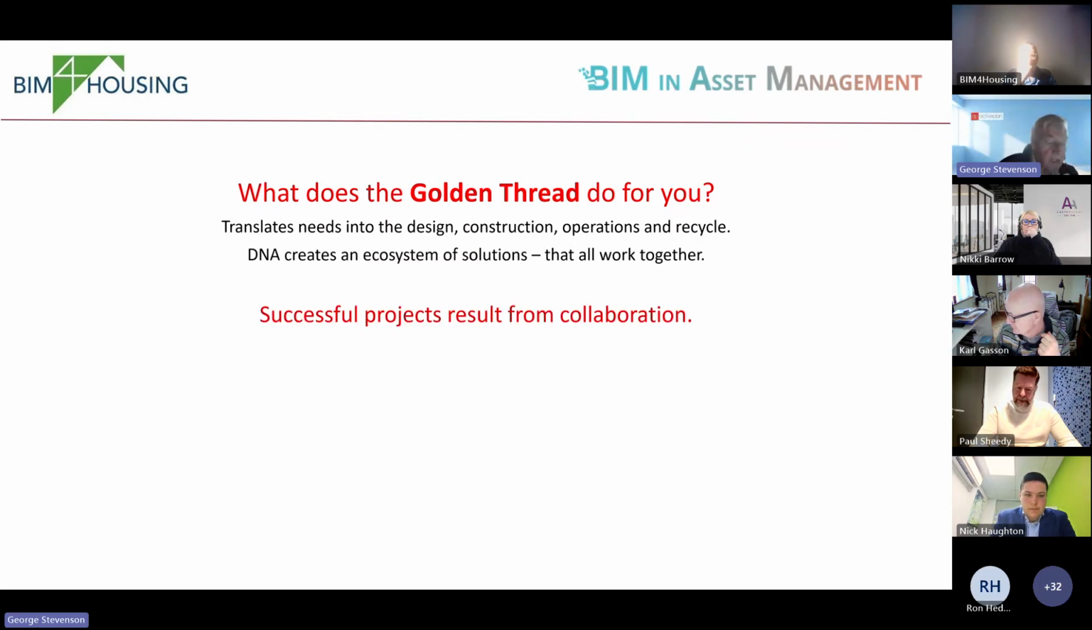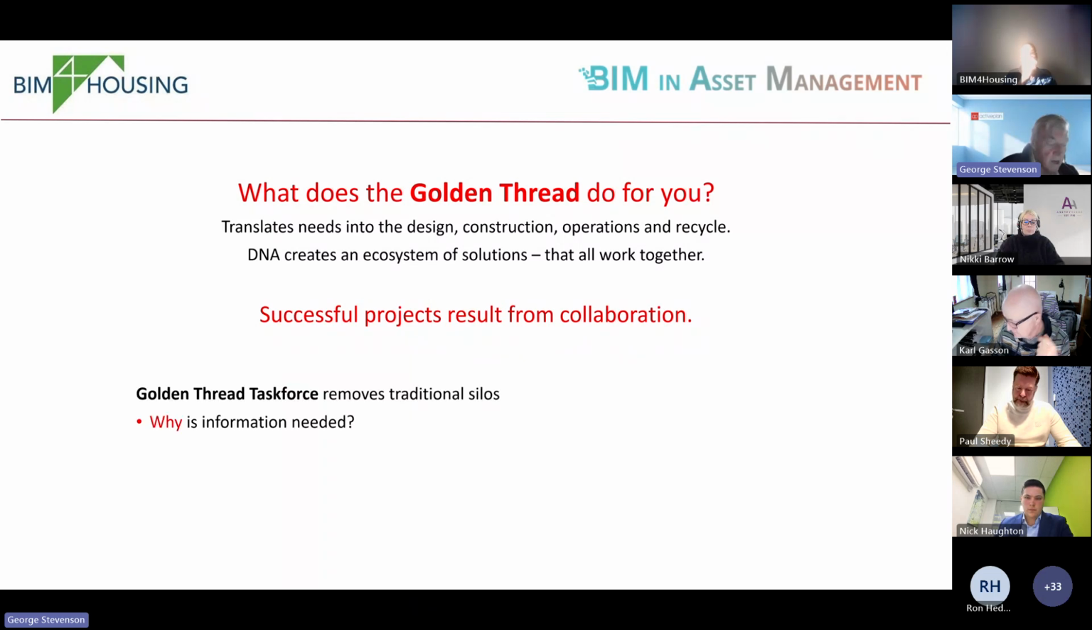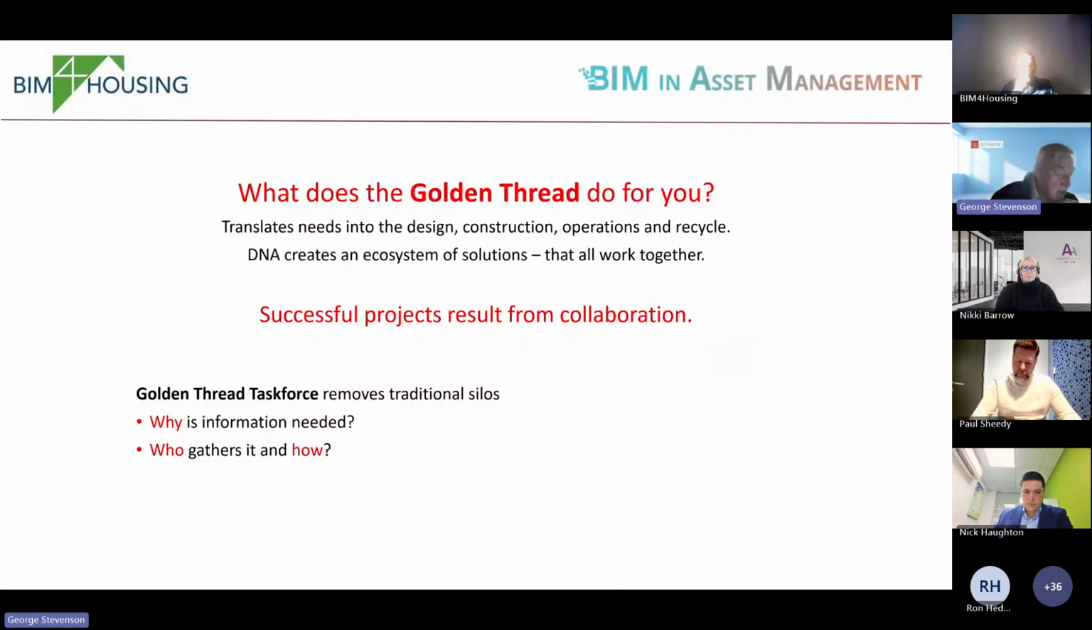And the premise that we're working on is that projects benefit from people working collaboratively, and therefore making sure that's what we're trying to do with the Golden Thread Task Force, to determine why information's needed, who gathers it, and how do they go about it, who gains benefit from it, and what are those benefits, and what are the potential cost savings.